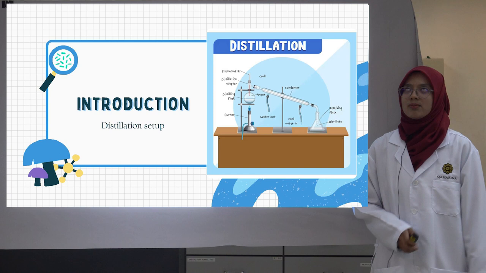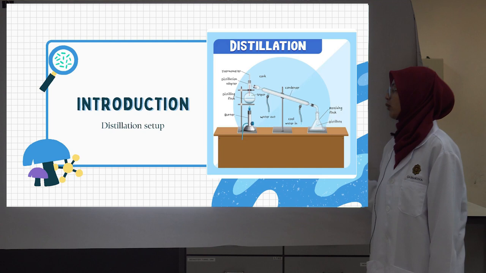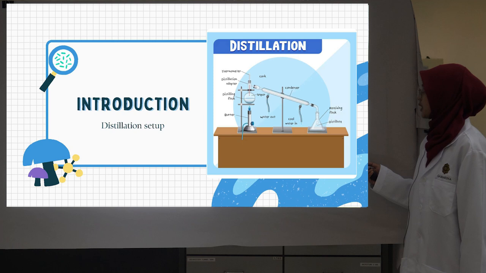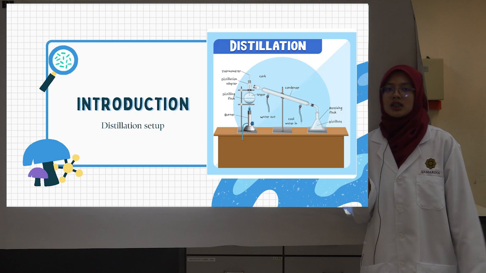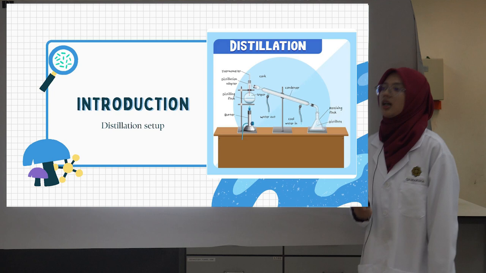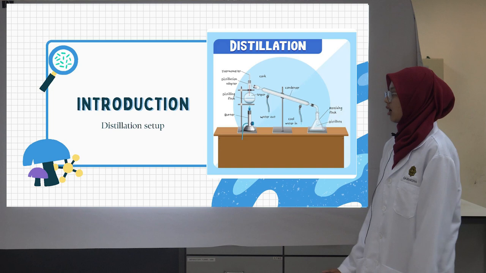So I will briefly describe the distillation setup that we used in the past experiment. Firstly is the retort, where the liquid is heated, then the condenser to cool the vapor, and the receiver to collect the distillate. We use a beaker to collect the vaporized DCM, and a thermometer to ensure our sample is not overheated. Observe that the temperature is always below 40 degrees Celsius. In heating a mixture of substances, the most volatile or lowest boiling will distill first and the others will follow subsequently, or not distill at all.